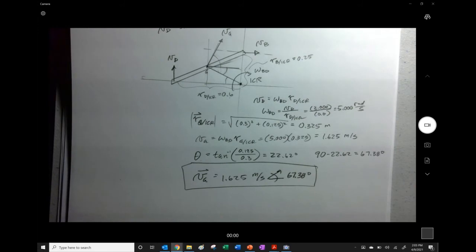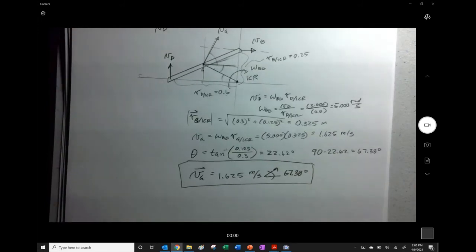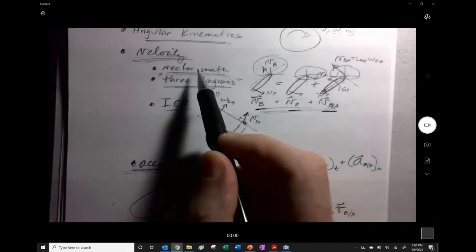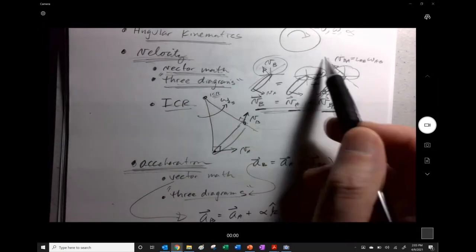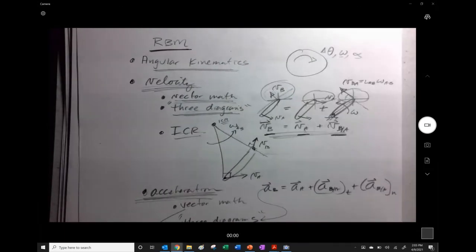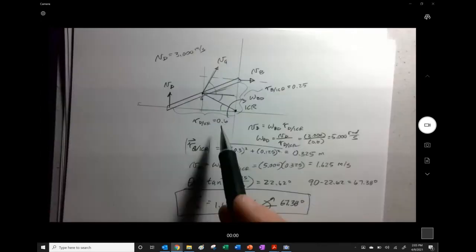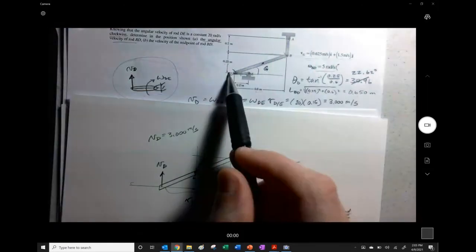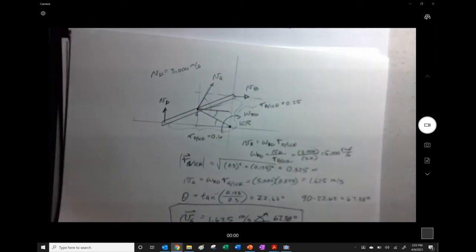Now we want to do an acceleration problem next, because we're 1 hour into this, and we want to make sure we cover the full bore. If you go back to the things I said we needed to be able to do, vector math, three diagrams, and ICR, we've just looked at them and systematically broke them down. This is a practical problem for an exam, because it has simplifying features: this one's entirely vertical, this one's entirely horizontal. That's the kind of thing you'll often see in exam problems.